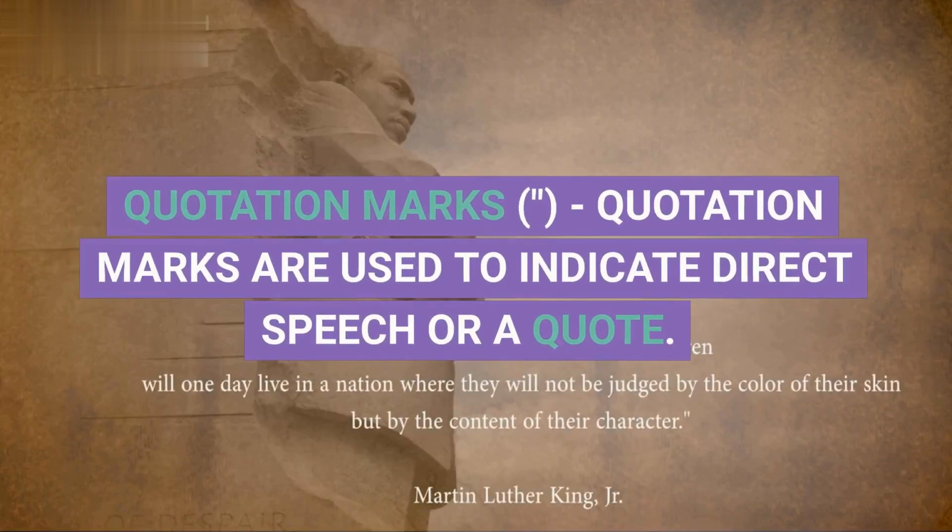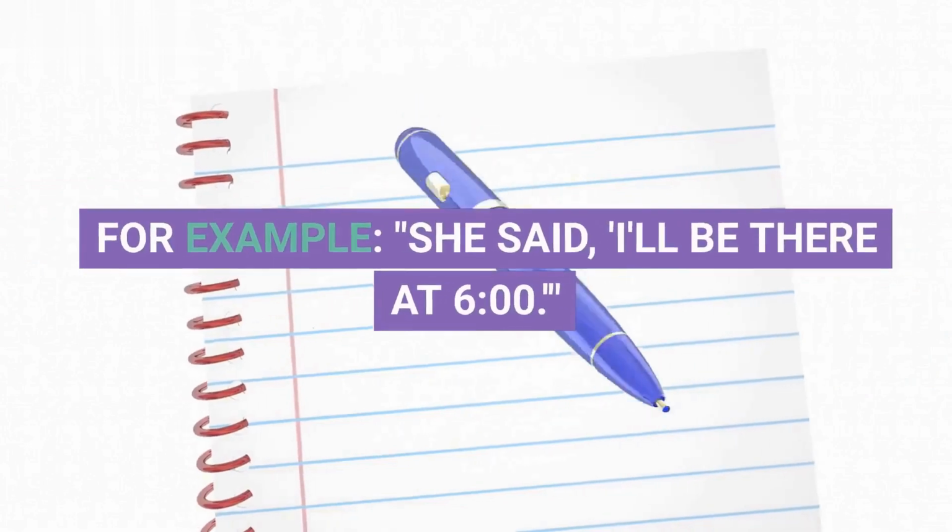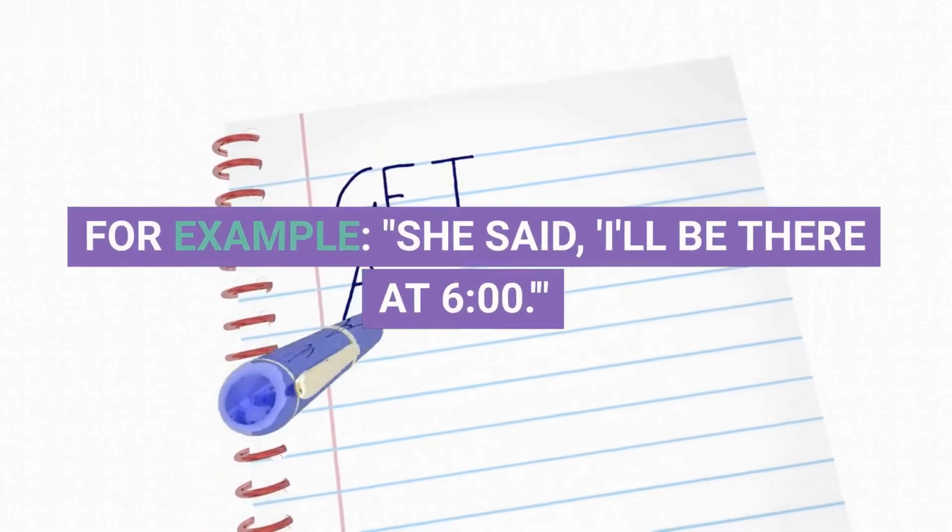Quotation marks. Quotation marks are used to indicate direct speech or a quote. For example, she said, "I'll be there at 6 o'clock."